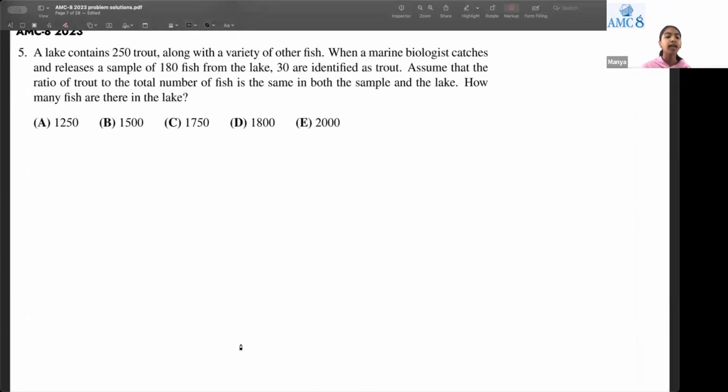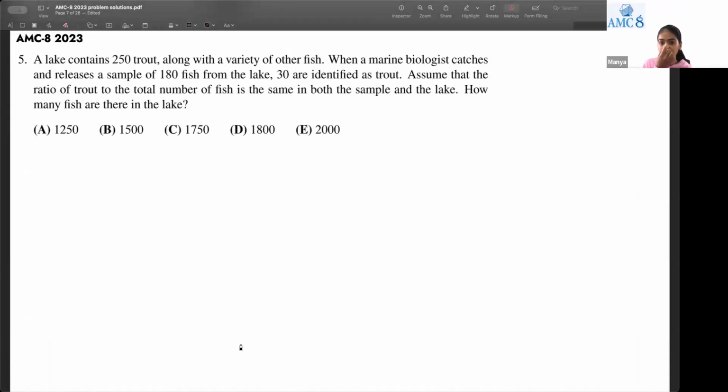Problem number 5. A lake contains 250 trout, along with a variety of other fish. So they told us that trout is a kind of fish. When a marine biologist catches and releases a sample of 180 fish from the lake, 30 of them are identified as trout. Assume that there is the same ratio of trout to the total number of fish in both the sample and the lake. How many fish are in the lake? So there are 180 fish from the lake, and 30 of them are identified as trout.